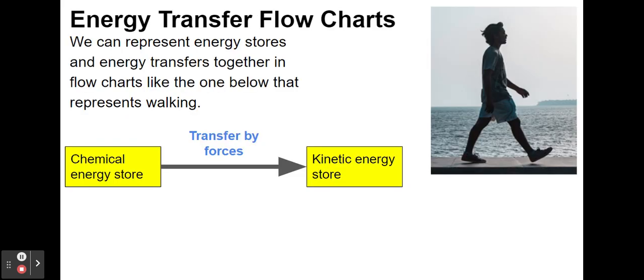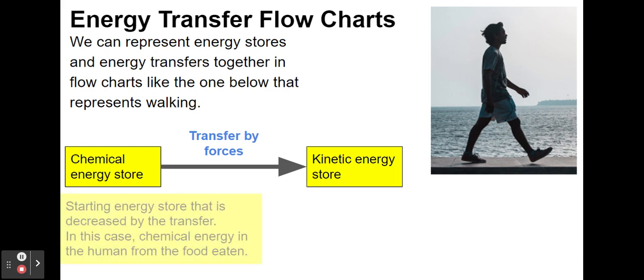And so finally, the one thing we can look at now is we can represent all of this by using flowcharts. So for example here, if we look at this one for this boy walking, he initially has a chemical energy store because of all the glucose that he's got stored in his body from eating food. That can be transferred to the kinetic energy store because he's moving by forces. Okay, so there are forces being applied that allow him to start walking. So we're getting a chemical energy store being transferred by forces to the kinetic energy store.